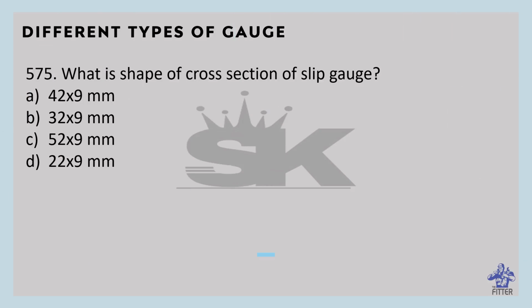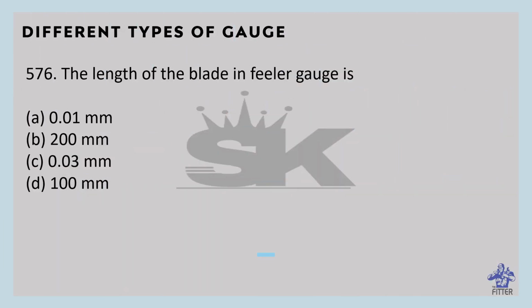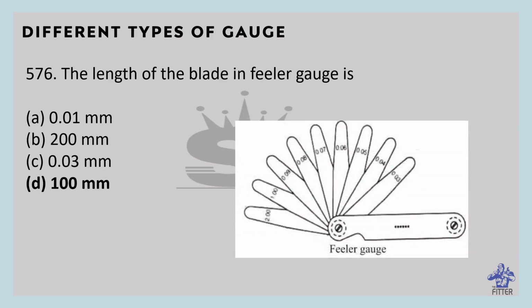What is the shape of the cross section of a slip gauge? That is 32 by 9 mm. The length of the blade in a feeler gauge is 100 mm. It is used to check the clearance between mating parts. You can see here in the image that this is the feeler gauge. It consists of ground carbon steel strips of different lengths, and it can measure in both mm and inches.